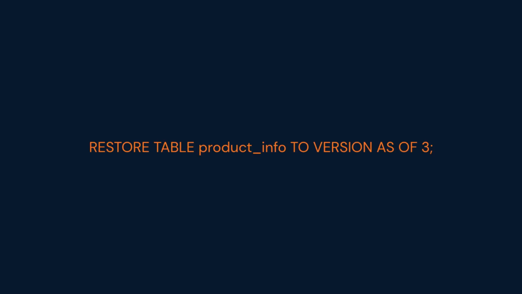Roll back, real power. Now let's talk about where time travel really saves you. Imagine this situation. Someone accidentally runs DELETE FROM product_info. All your data, gone. Now you're in panic mode. But with Delta Lake, you just run RESTORE TABLE product_info TO VERSION AS OF 3. And just like that, your data is back. Delta Lake restores the files, creates a new version, and your table is whole again.